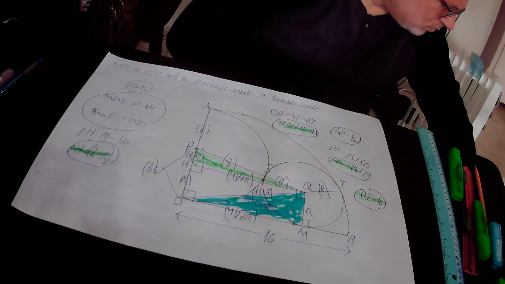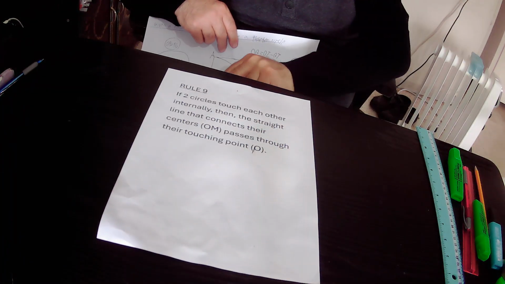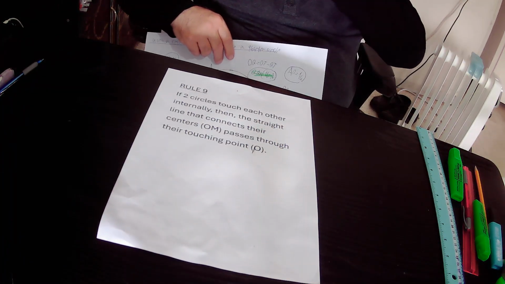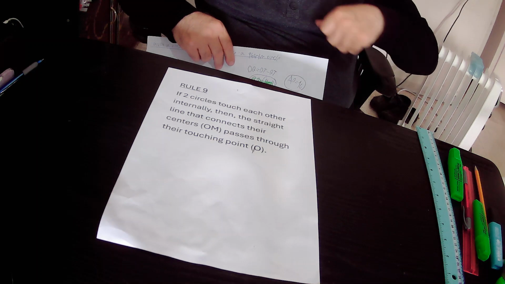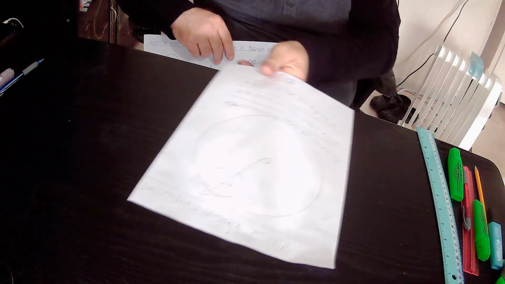According to rule 9, if two circles touch each other internally, then the straight line that connects their centers together passes through their touching point. So we have here two circles.